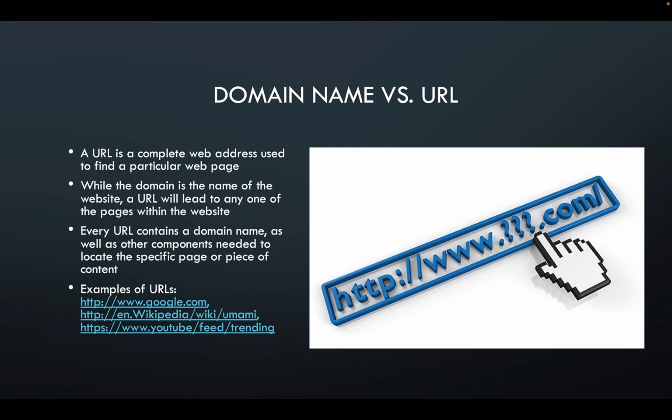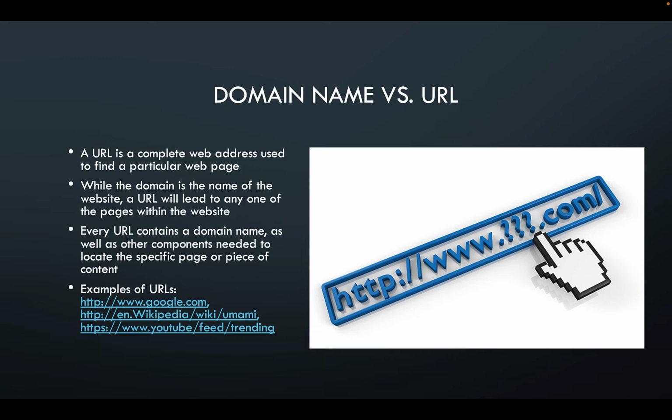So anyways, domain name versus URL. A URL is a complete web address used to find a particular web page. While the domain is the name of the website, a URL will lead to any one of the pages within the website. Every URL contains a domain name, as well as other components needed to locate the specific page or piece of content.